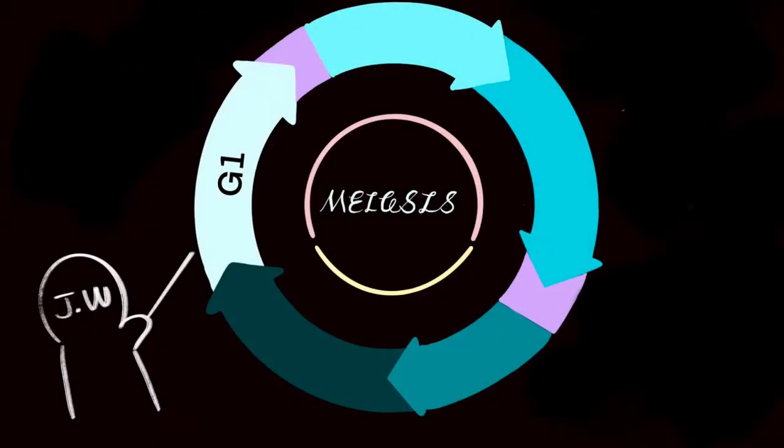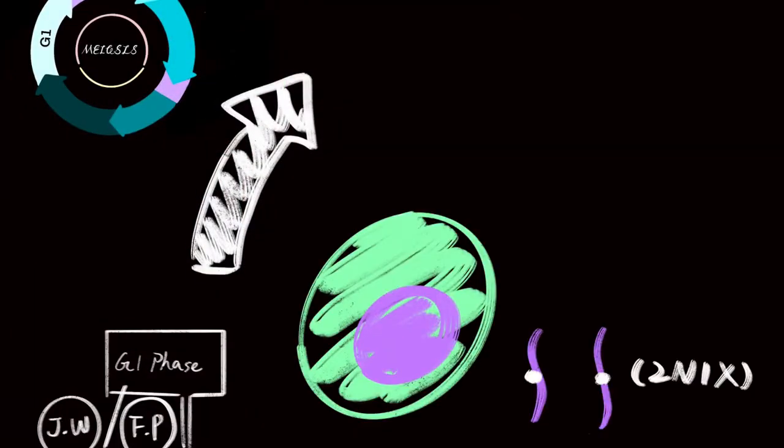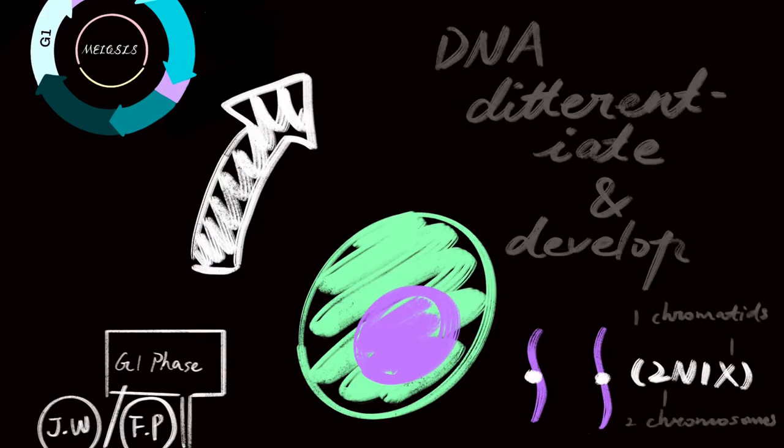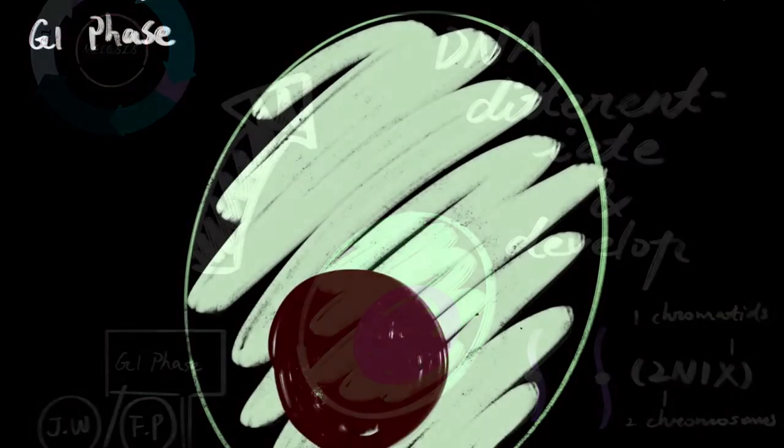Now, this is the first step, G1, or gap 1 phase. The cell acts normal here. It has two chromosomes, N, and one chromatid per set, X. They have all the DNA packed into a purple nucleus. In this phase, the cell grows as well as synthesizes materials for later.